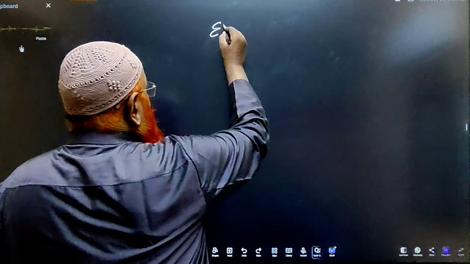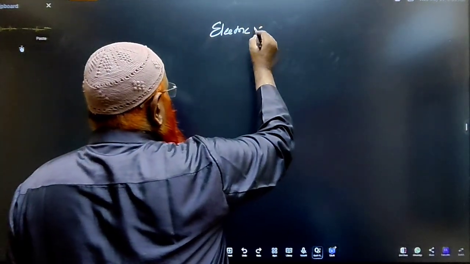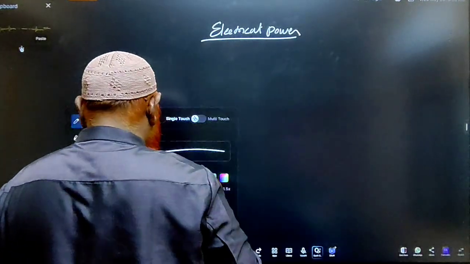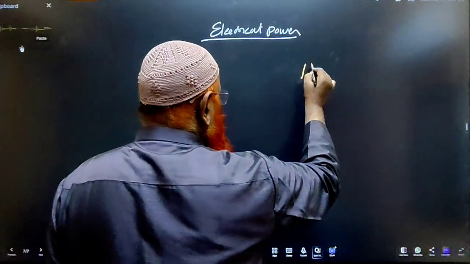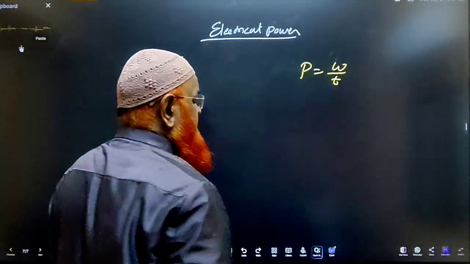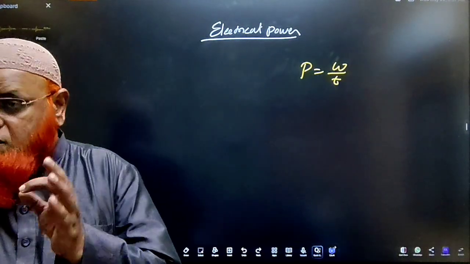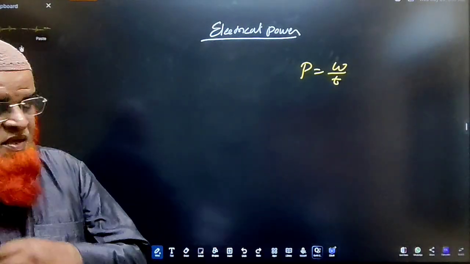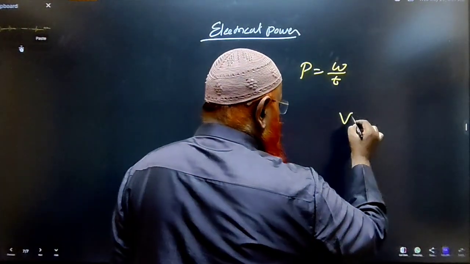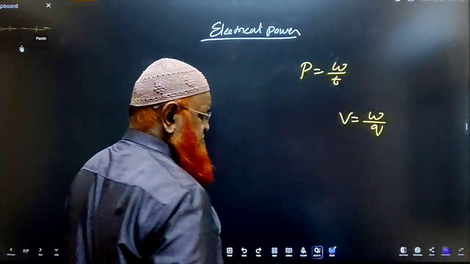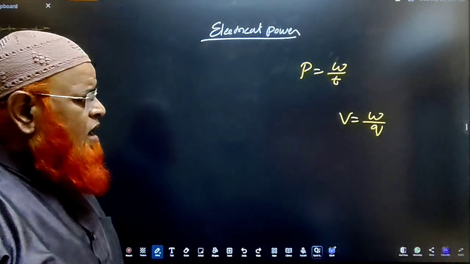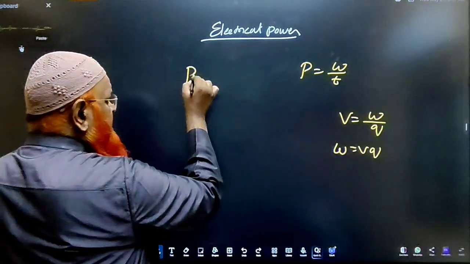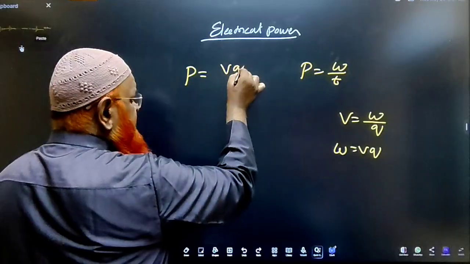Next thing is, what is electrical power? Everyone knows the basic formula for power. Power is nothing but work by time, or rate of doing work. You all know electric potential is nothing but work done on unit charge. So W is nothing but V into Q here. So power P is work by time, which is V into Q by T.